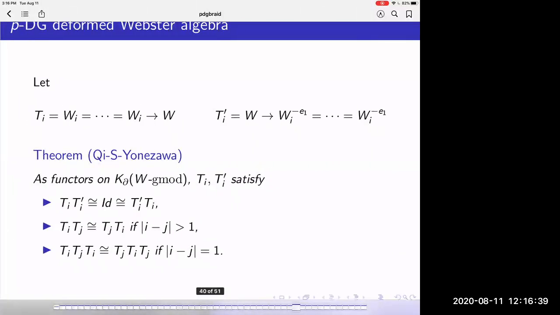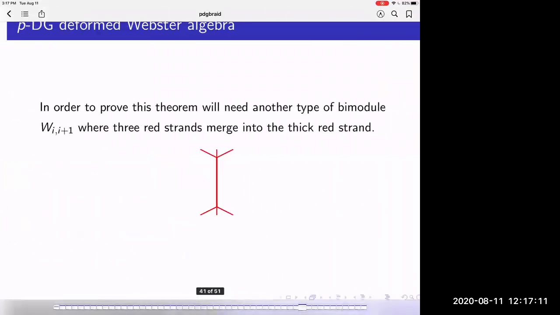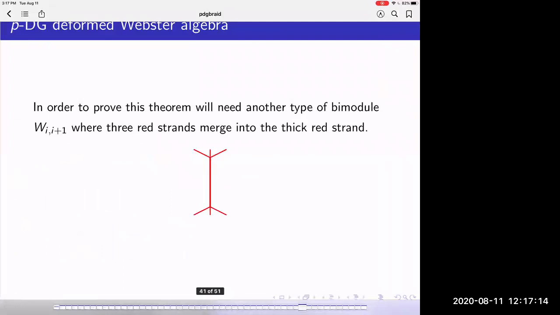And so now we can construct complexes again, P complexes, Ti and Ti prime, and work in progress with Chiyu and Yonezawa, and I don't want to get too into this, on the relative homotopy category of W modules, PDG modules, Ti and Ti prime satisfy these braid group relations. I'm just trying to see how I'm doing for time. Sorry, yes, I have some time. So I just want to talk a little bit about the proof of this theorem.